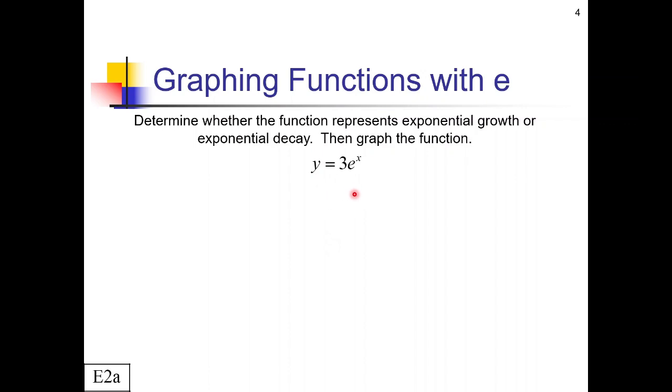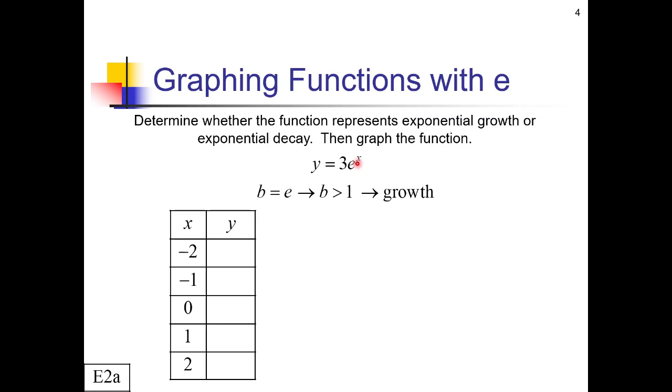All right, let's go through each of these. So this first one, we have a b value of e. This is where you kind of have to know what e is numerically, and it's helpful to know that it's around 2.7. That means that we are greater than 1. So since b is greater than 1, that means that we've got some growth going on. And let's just do a table from -2 to +2. Plug all those into 3e to the x and see what it comes out to.